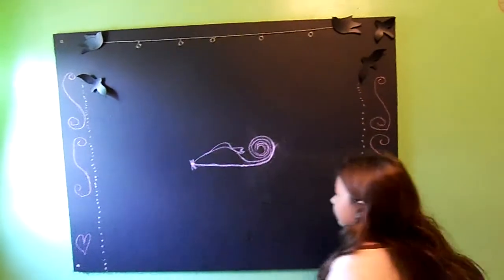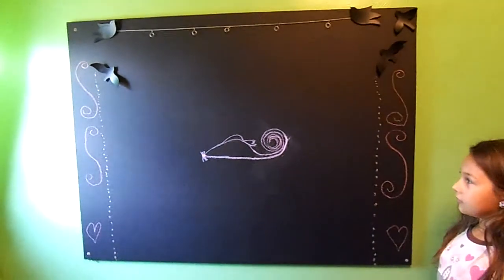Allie, could you move for a minute so I can show the chalkboard? Allie, could you move for a minute? Isn't that pretty? Her little mouse. I'm not done yet. Okay, you can go back.